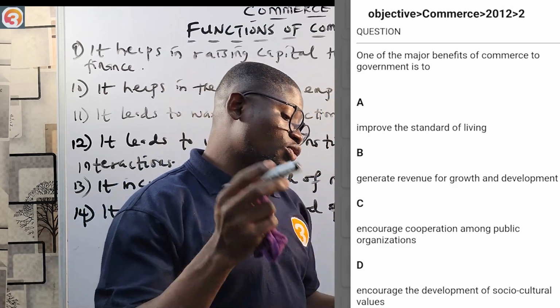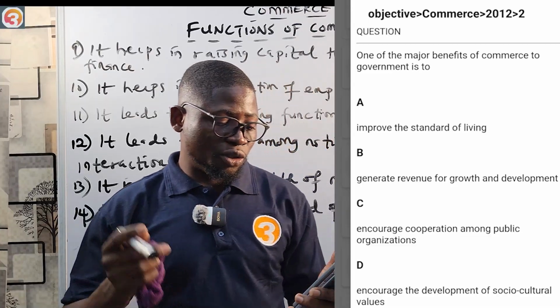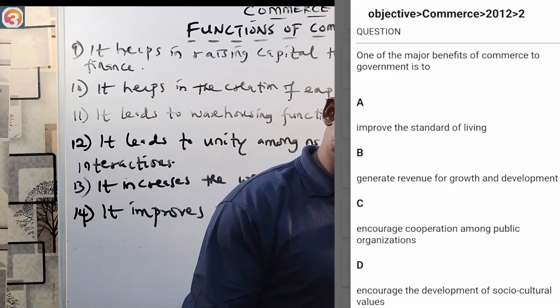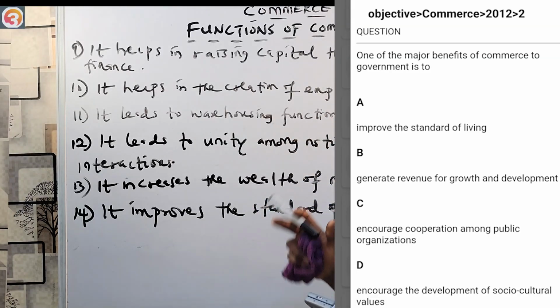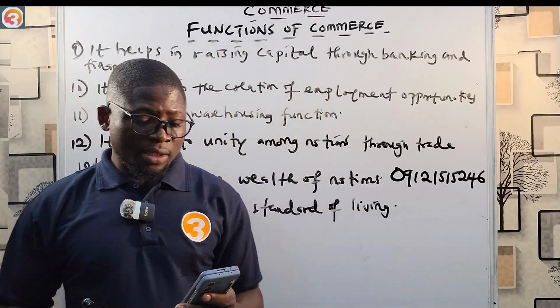C, they say encourage cooperation among public organizations. No. D, encourage the development of socio-cultural values. The most correct answer there is B. It's one of the very major benefits or functions of commerce. Now let's see another question.